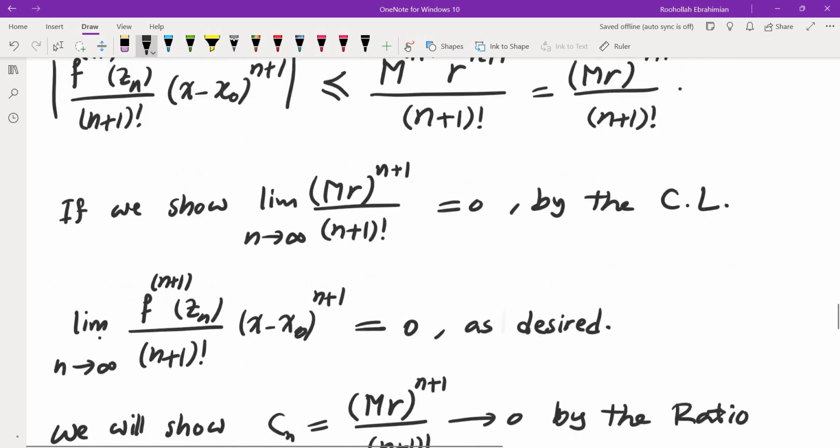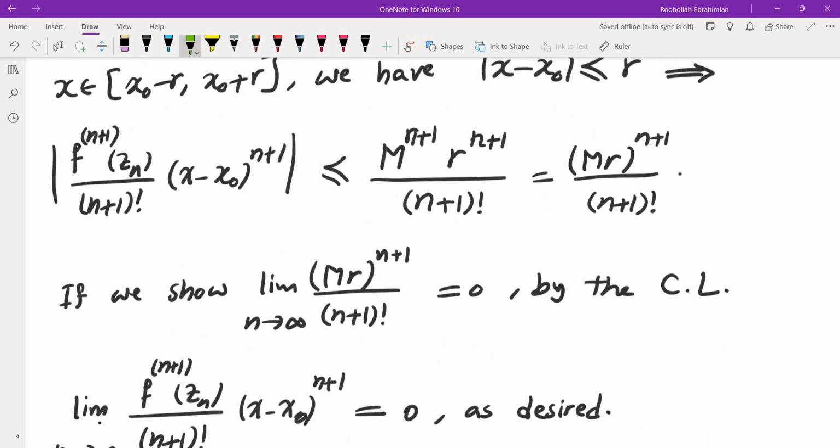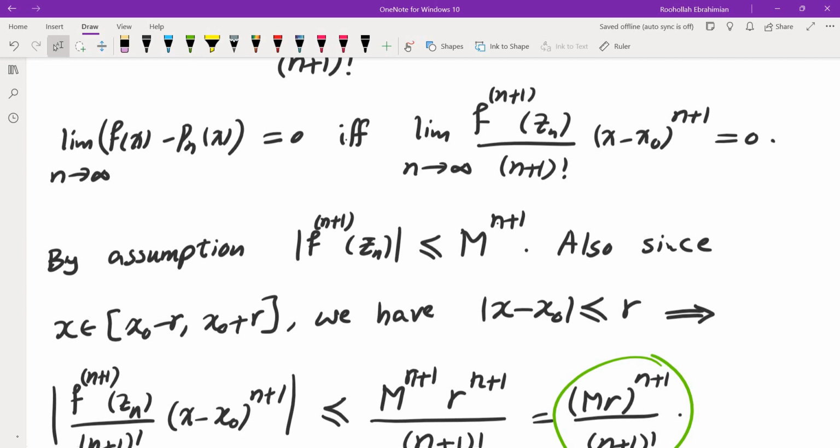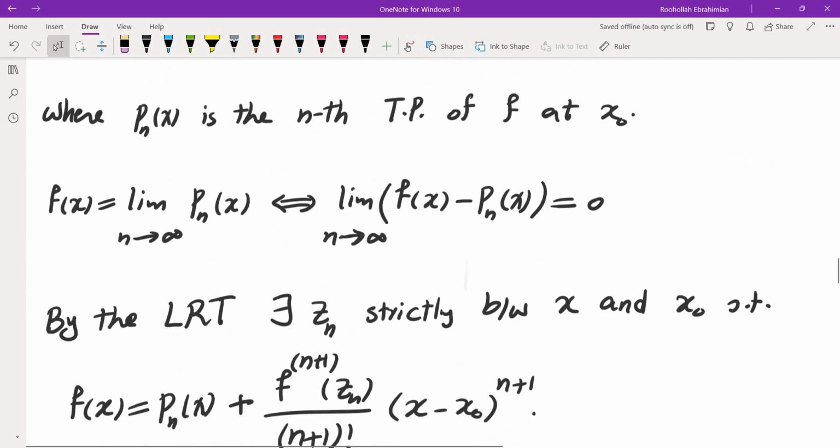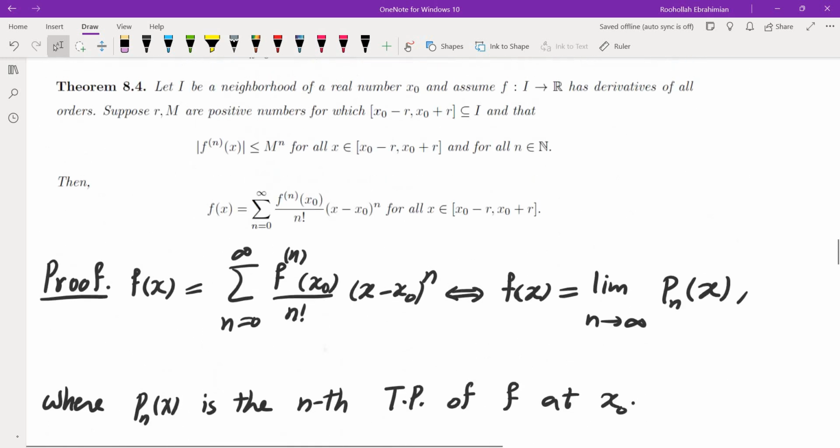As soon as we show Cn, which is this, approaches 0, this guy would also approach 0, which means the remainder approaches 0, which means the limit of Pn is equal to f. So this is one condition that if we can prove that the nth derivative of f doesn't grow too fast, then we can show f of x is equal to its Taylor series.